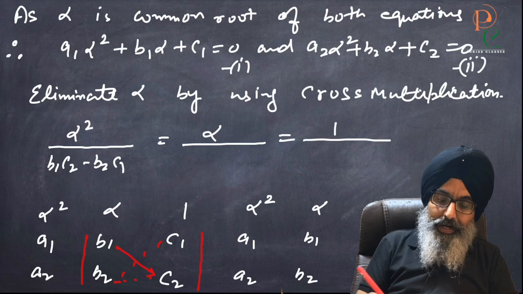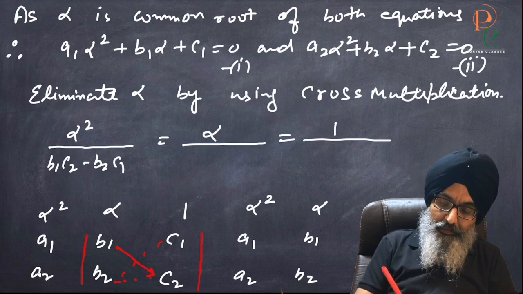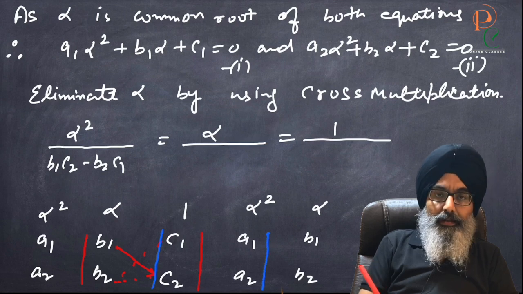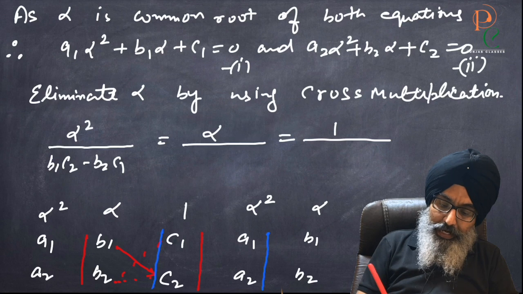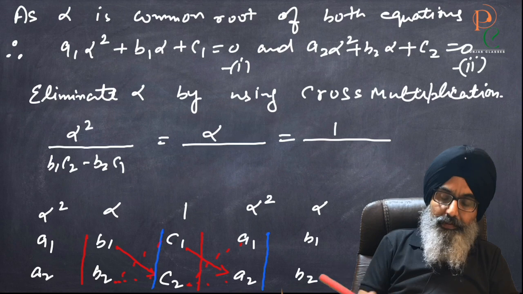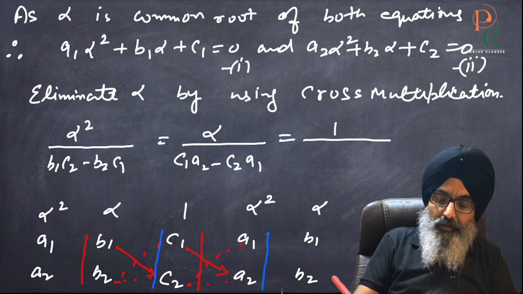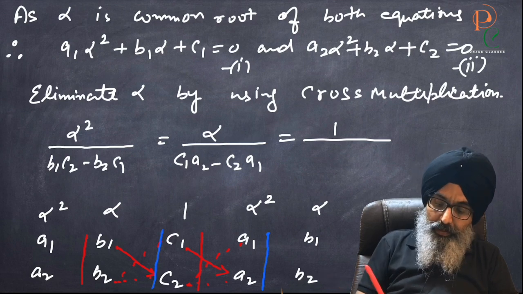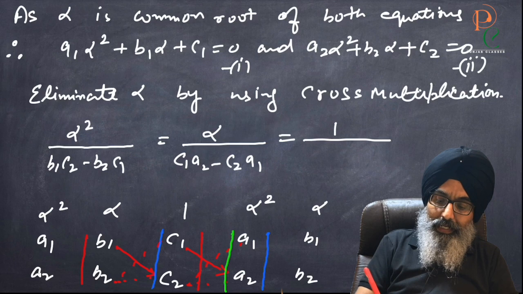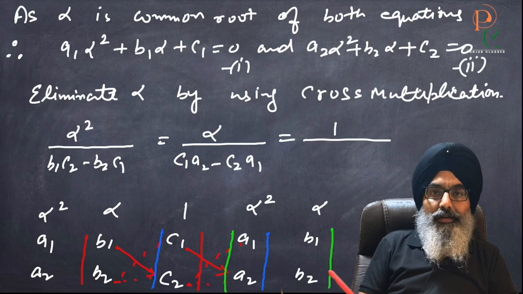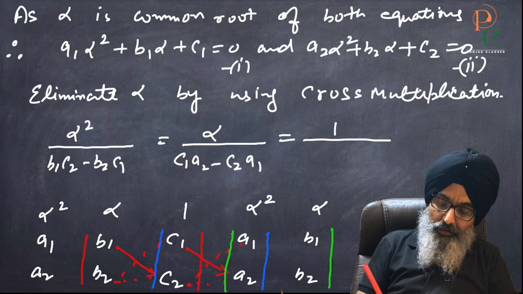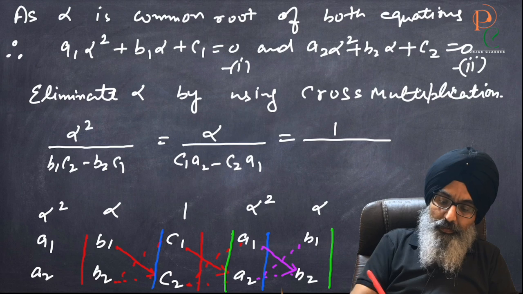Then further moving ahead, under alpha I will take the determinant of the next two columns, that is the values under 1 and again the values under alpha square. So that will be coming as c1 into a2 minus c2 into a1. And under 1 I will take the determinant of the last columns, the values under alpha square and the values under alpha. So that will become a1 into b2 minus a2 into b1.